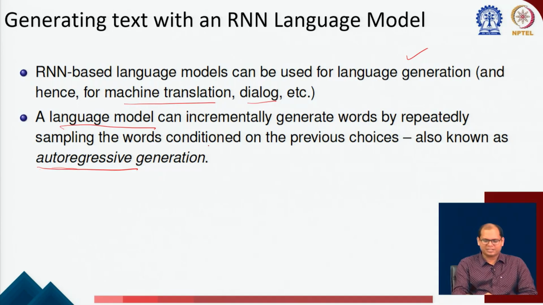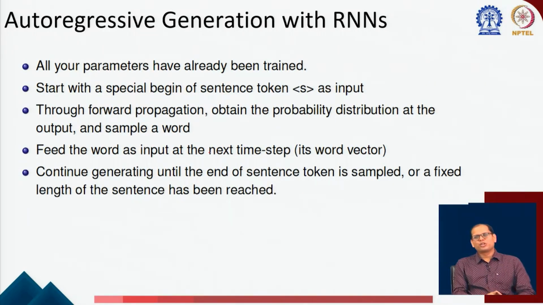So it is auto-regressive generation, and that's what we will typically use in various architectures, including RNNs, transformers, and so on. How do you do auto-regressive generation with an RNN? What it means is that your parameters are already fixed and frozen. You are not changing your parameters. All the matrices U, V, W have already been trained, and you are sufficiently confident in the parameters. Now you are ready to start generating. What would you do to generate? Suppose you are not given any input.